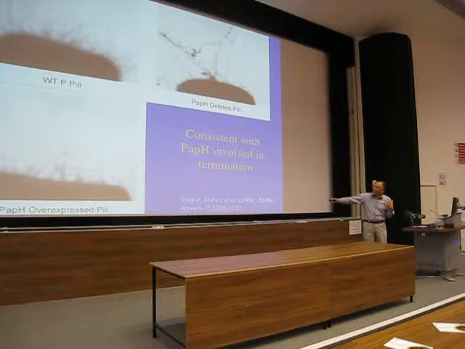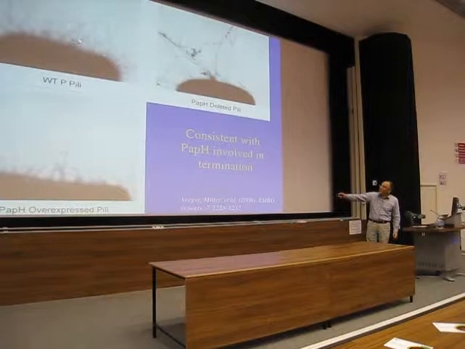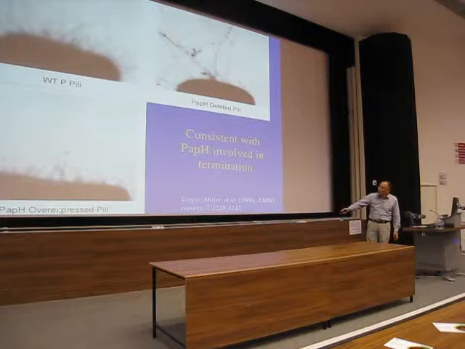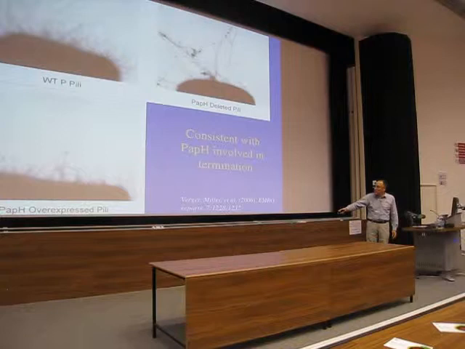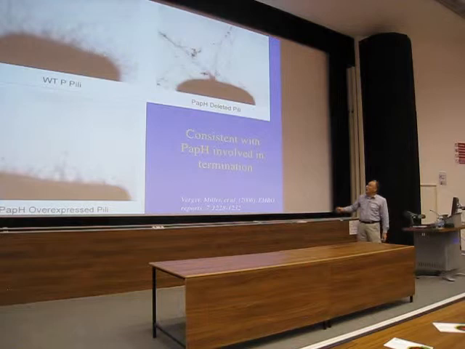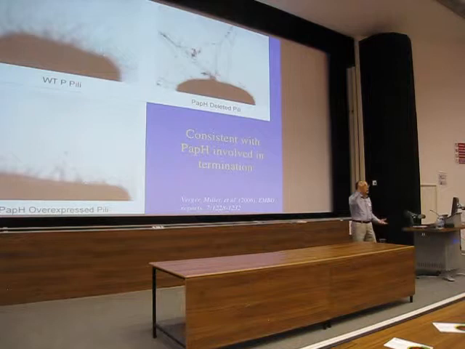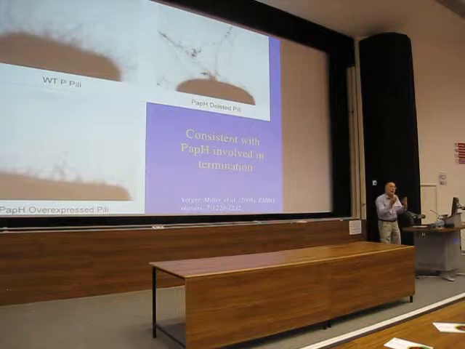the size of the pili and the average length of the pili around the bacterium. If you overexpress this H subunit, you can see they're much shorter. By increasing the concentration of H within the periplasm, you shorten the pili because you have more termination events. But if you delete this H subunit completely, you can see that the pili are very long and detached. So PapH, or this H subunit, is indeed the hallmark of a termination subunit.